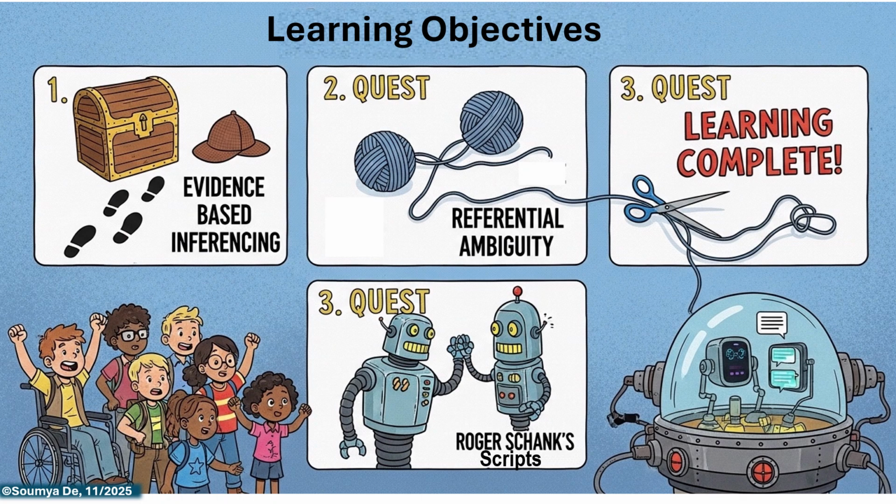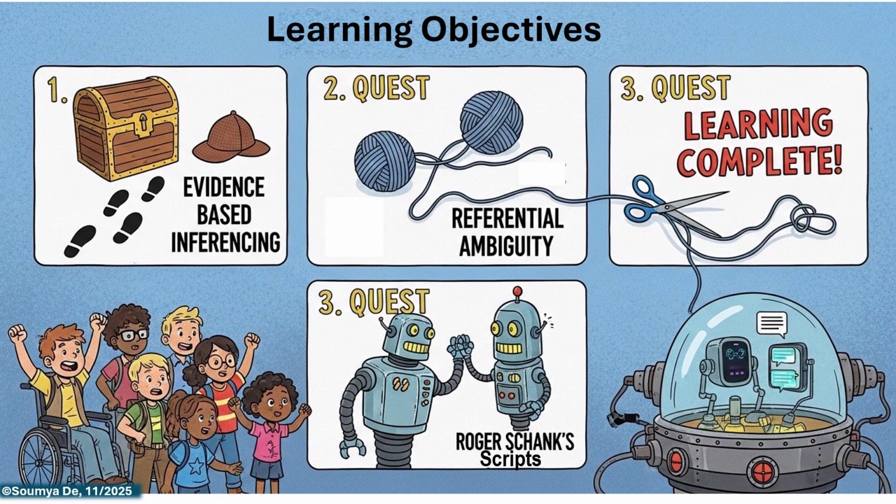Time to gear up, explorers. Here's your mission board for today's adventure. 1. Treasure hunt. Evidence-based inferencing. You will be like detectives using clues to solve mysteries, just like figuring out who ate the last slice of pizza when no one's confessing. 2. Untangle the yarn. Referential ambiguity. Ever played telephone and ended up with a totally different story? That's what happens when AI gets confused about he, she, or it.